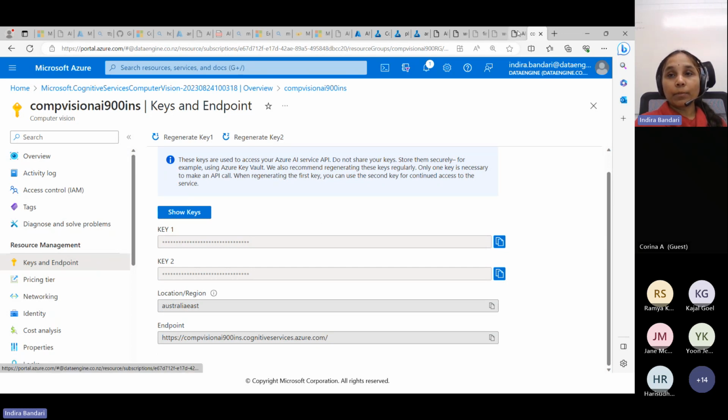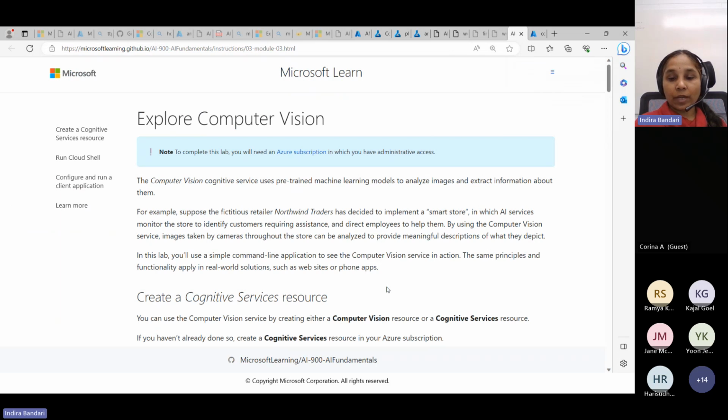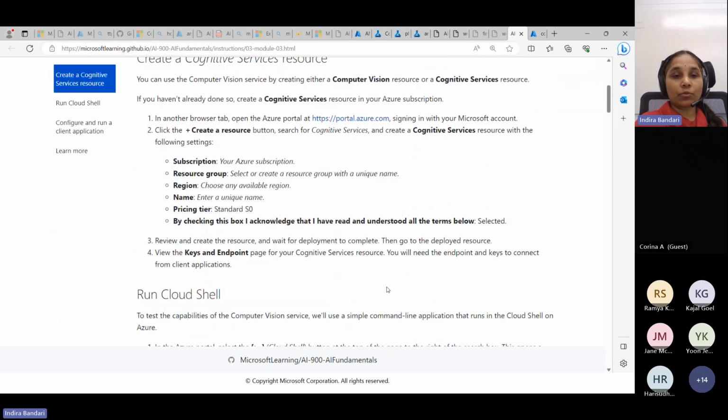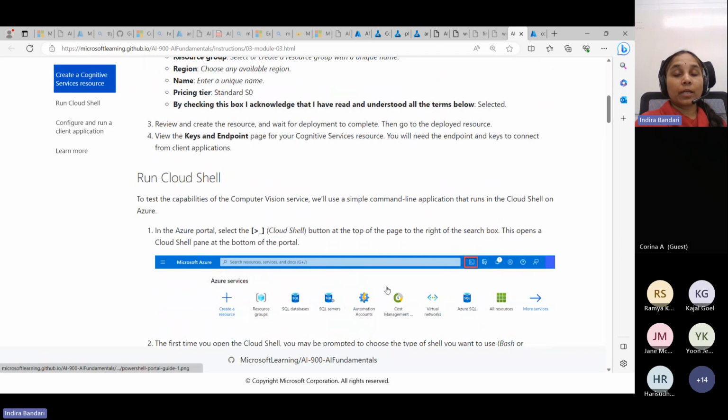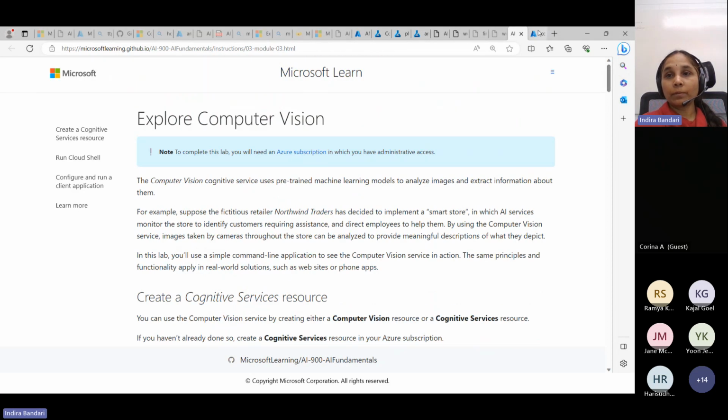Now, we have created the computer vision resource. In the case of anomaly detection, we ran a command line application called Cloud Shell. So let's do the Cloud Shell part. Now, how do we access the Cloud Shell? Can anyone remember?